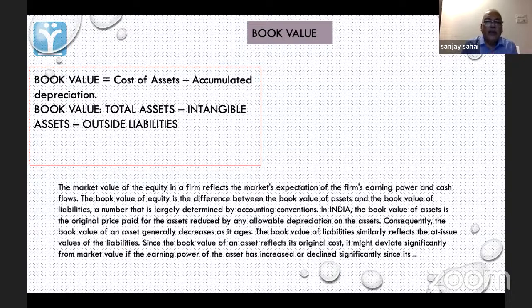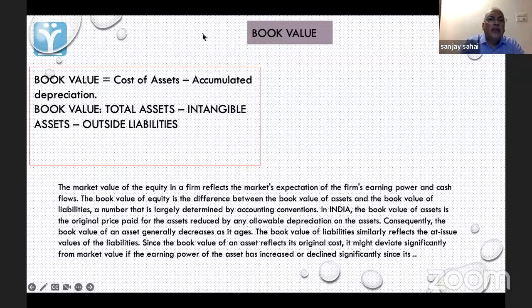Now, since the book value of an asset reflects its original cost, it might be very different from the market value. Because the book value is the original cost of the asset, you are starting there. If you bought this asset 5 years ago, you paid a certain price for it. For each of those 5 years, you charge depreciation. Today, the book value that you have is actually a reduced value. So it's an accounting value.